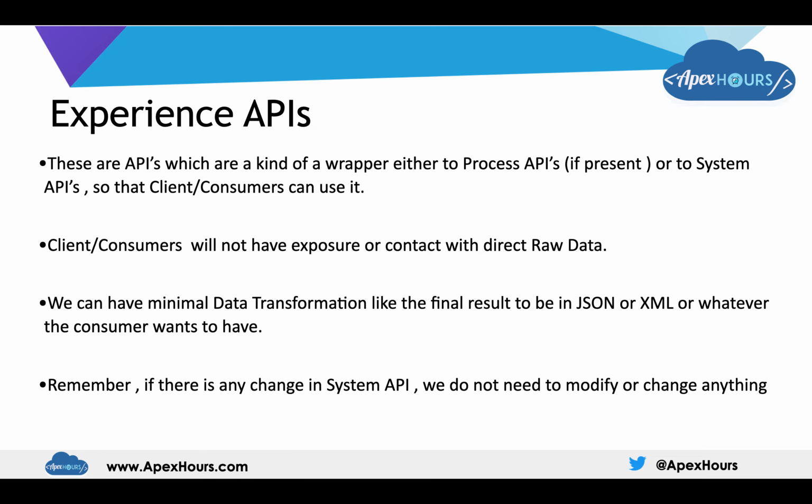Remember, if there is any change in system APIs, because you want to add a new field inside Salesforce or a new column inside an Oracle database, you don't have to modify anything in the experience or process layers, unless there is a requirement to expose the new field directly, in which case you will change the experience API as well. The reason we have different APIs is that the impact of one API should not affect the other API. Again, this will be complicated to understand initially, but once you get used to coding and developing APIs, you will understand.